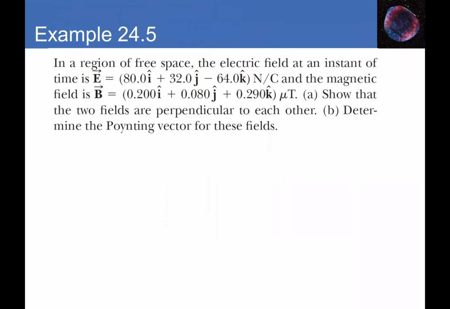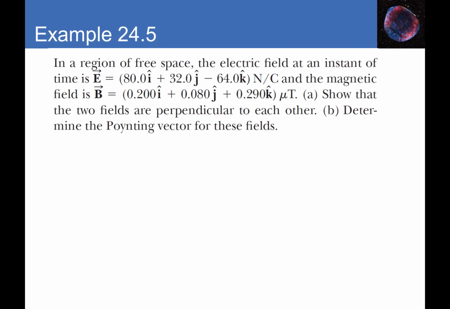All right, let's look at an example. In a region of free space, the electric field at an instant of time is 80 i hat plus 32 j hat minus 64 k hat, so it's a three-dimensional electric field. And the magnetic field is 0.2 i hat plus 0.08 j hat plus 0.29 k hat microtesla. That means you have two three-dimensional vectors. Show that the two fields are perpendicular to each other, and determine the Poynting vector for these fields. There are two ways we can show that two vectors are perpendicular to one another.